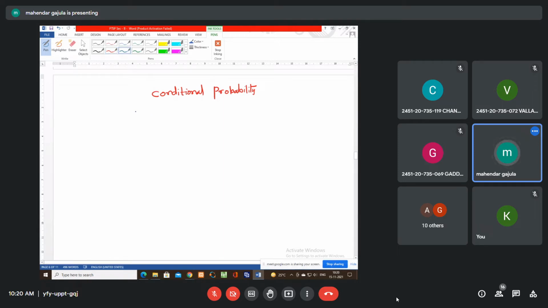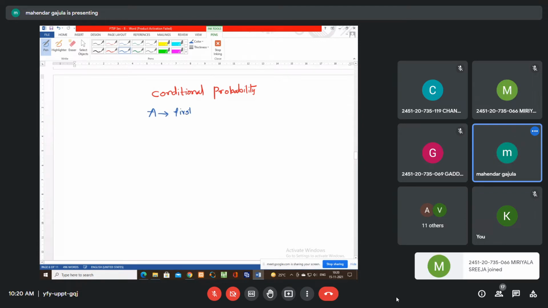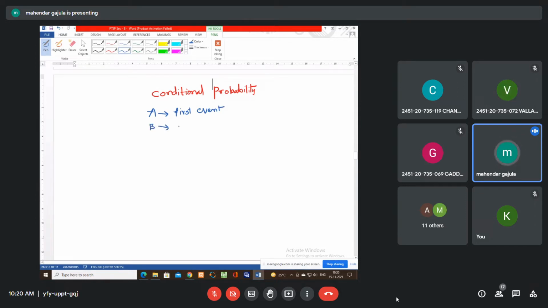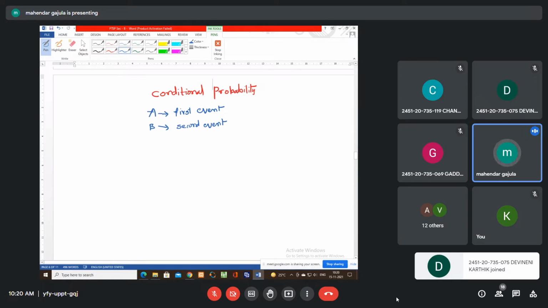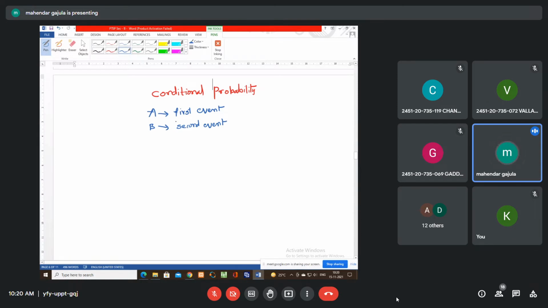For example, A is the first event and B is the second event. The first happened event may affect the coming events, the next events. Then there should be some condition imposed on the second or third or fourth events.